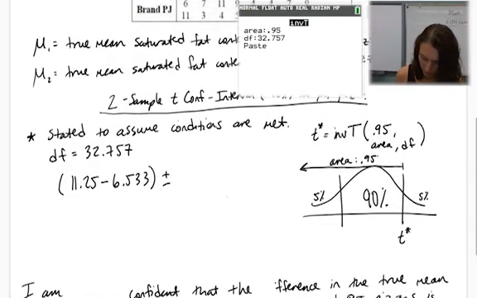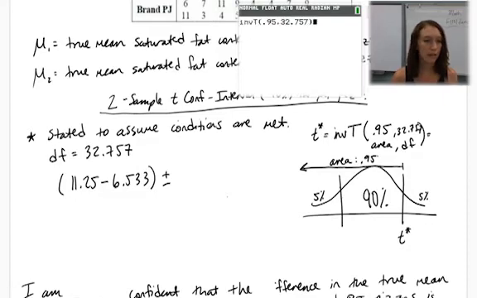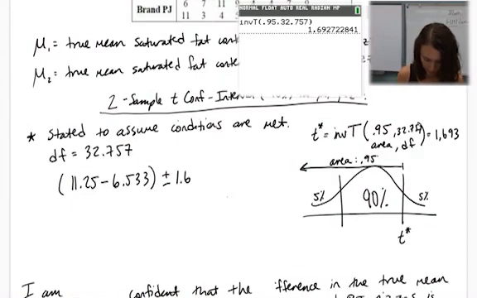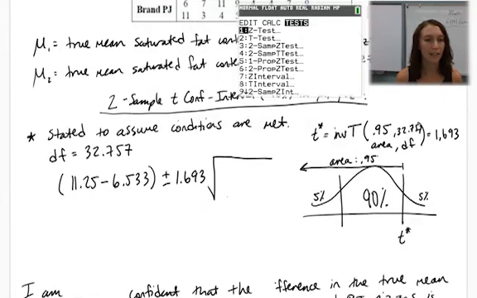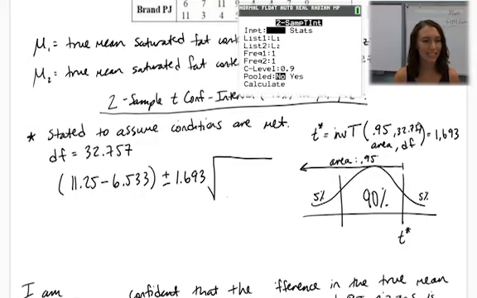My degrees of freedom is 32.757. And then if I go down to paste, it'll give me my T critical value of 1.693. 1.693, and then times the square root of, I didn't write down my standard deviations. I got to go back. So go back to your 2 sample T int and all the way back down to calculate.